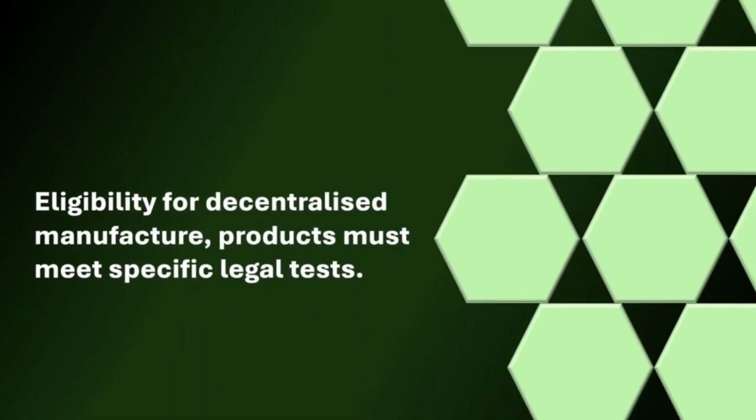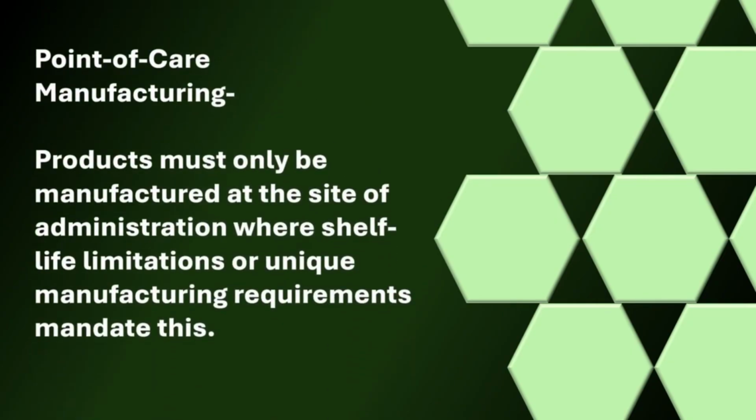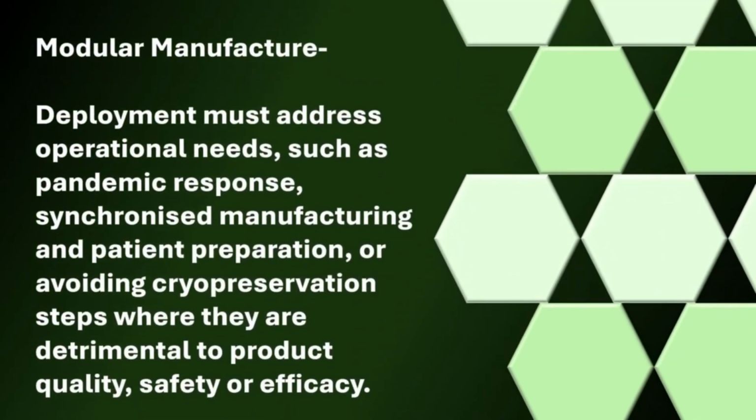To qualify for decentralized manufacture, products must meet specific legal tests. Point-of-care manufacturing products must only be manufactured at the site of administration, where shelf life limitations or unique manufacturing requirements or product characteristics mandate this. For modular manufacture, deployment must address operational needs, such as pandemic response, synchronized manufacturing and patient preparation, or avoiding cryopreservation steps where they are detrimental to product quality, safety, or efficacy.